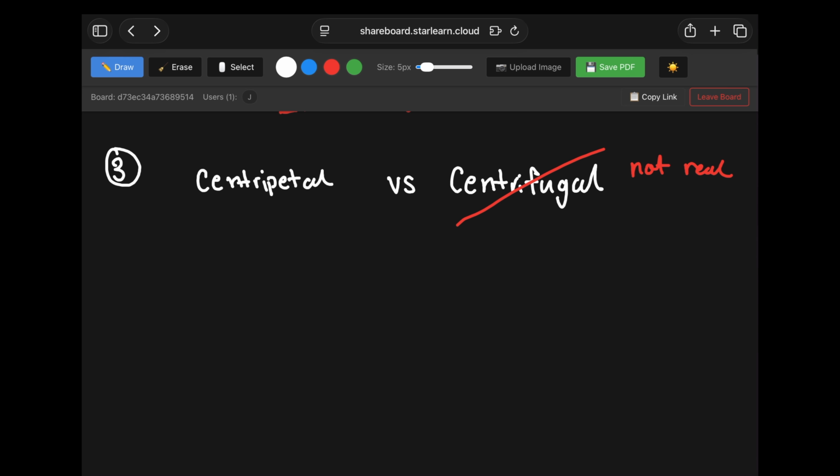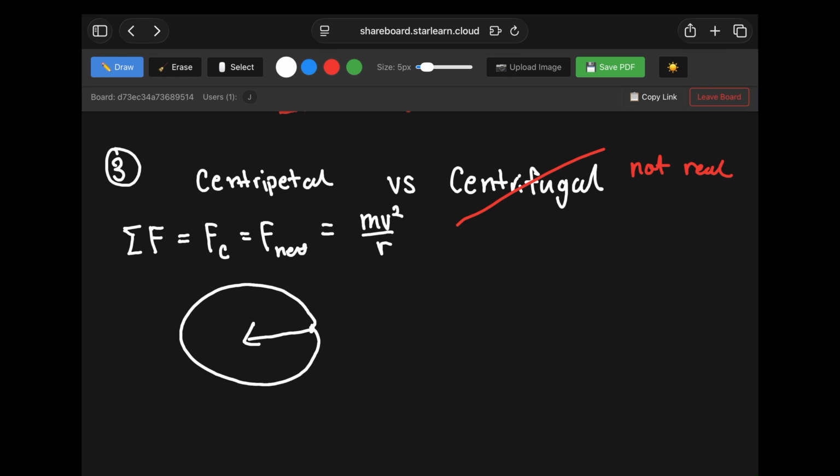Centripetal force is actually the net force as well. This is the centripetal force, which is also the net force, and this is equal to mv squared over r. And it's always, always, always directed towards the center of the circle. So if you're going around the circle, it's always towards the center.